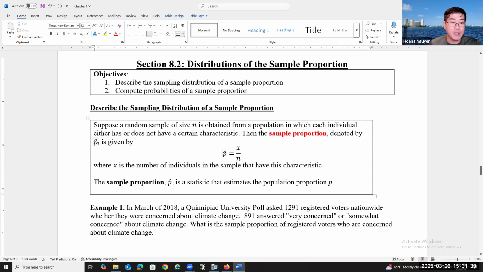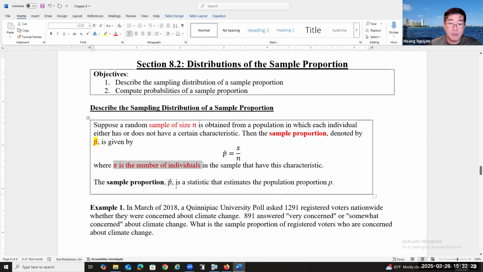The sample proportion p hat is given by the calculation x over n. So the sample proportion p hat is equal to the number of individuals that have some certain characteristic divided by the sample size. That's x over n, the approximation of the sample proportion, where x is the number of individuals in the sample that have some certain characteristic, and n is the sample size.